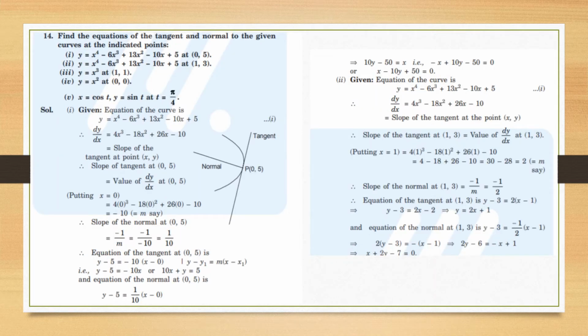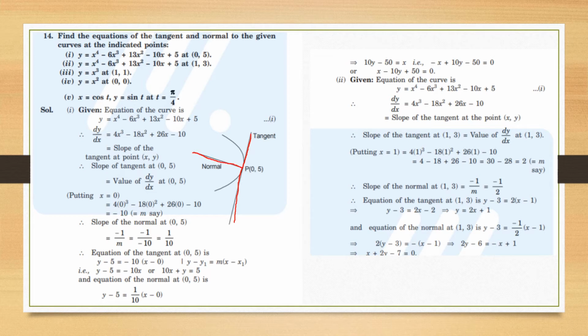Number 14 is find the equation of tangent and normal to the given curves at the indicated points. So these are the curves given and you have to check the tangents and normals at 0 and 5. You are familiar with it that this is the curve, this is the tangent, okay, then the normal is a line which is perpendicular to the tangent.